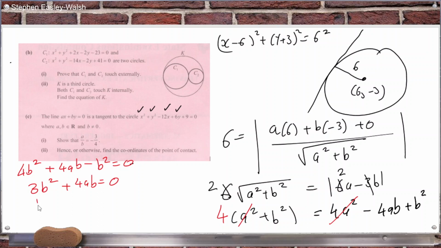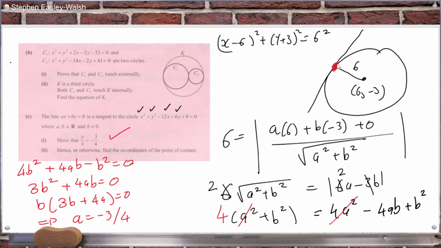So I'll take out the b, and I have 3b + 4a = 0. And b can't be 0, so that means that a over b will equal minus 3 over 4. Perfect. Okay. Hence or otherwise, find the coordinates of the point of intersection. So find this point here.